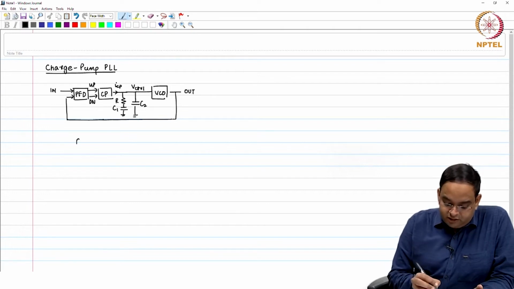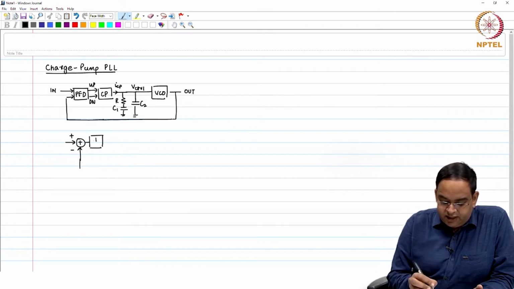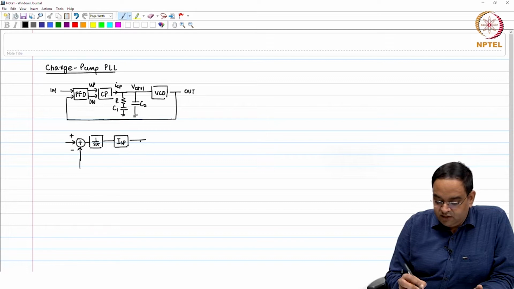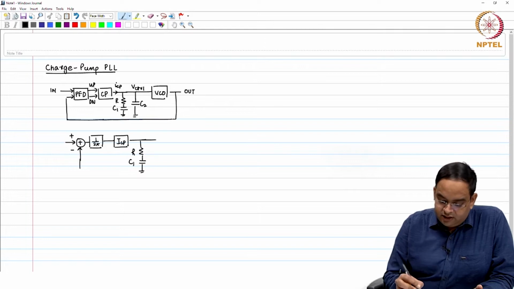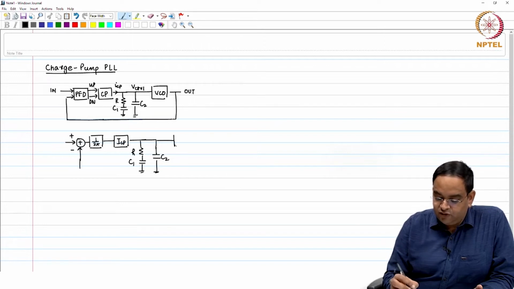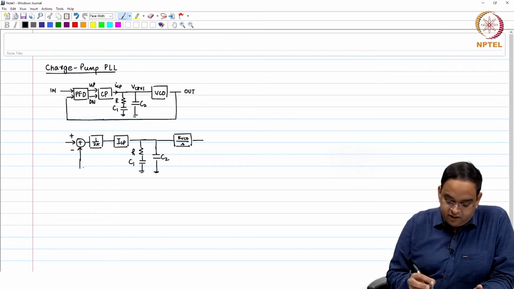The small signal model of this particular PLL was this, where you subtract the phase error in the PFD, and the gain of the PFD was 1 over 2 pi, followed by the charge pump whose gain was ICP. ICP went through the loop filter with R, C1 and C2 here, and the gain of the VCO was KVCO over s for the phase.